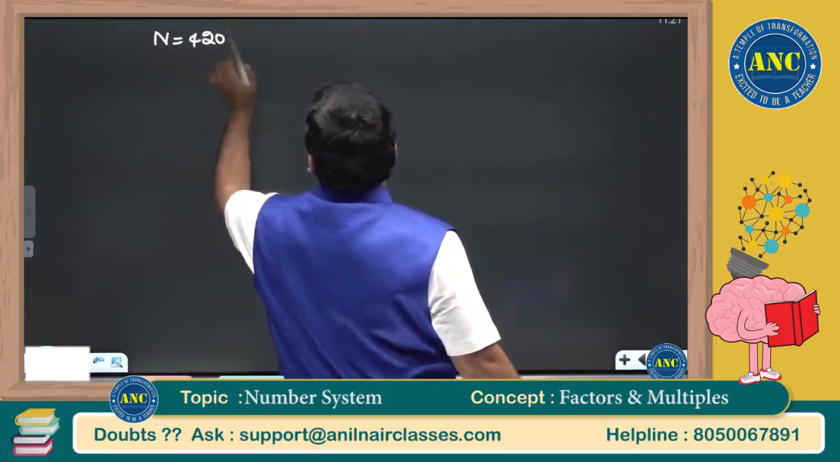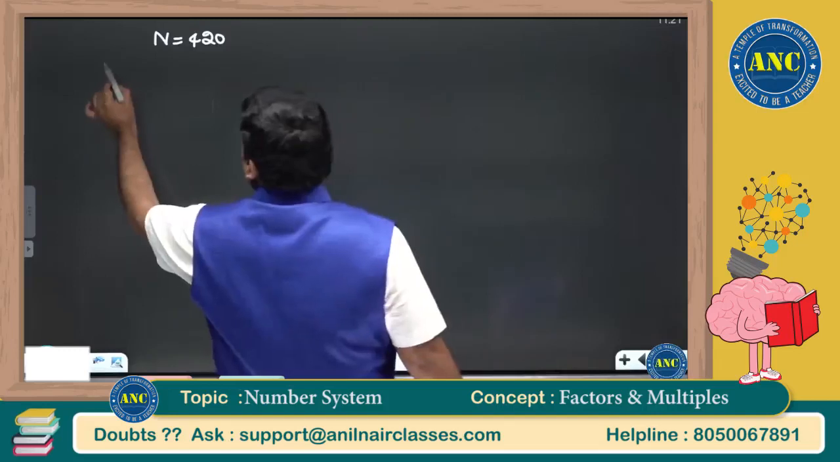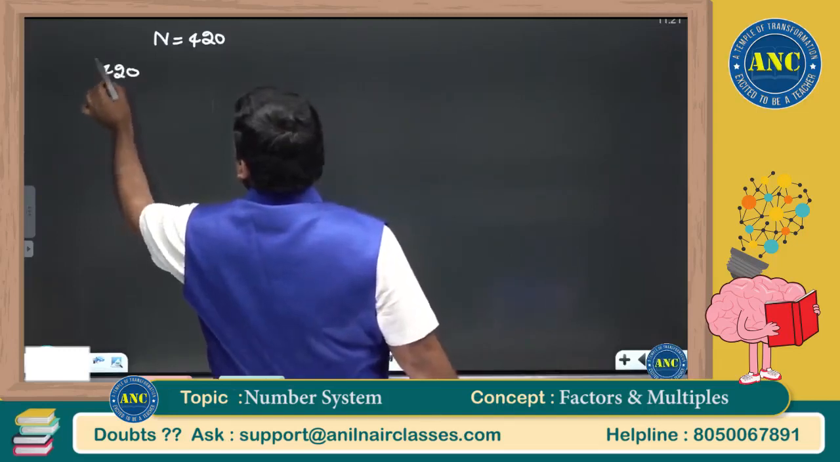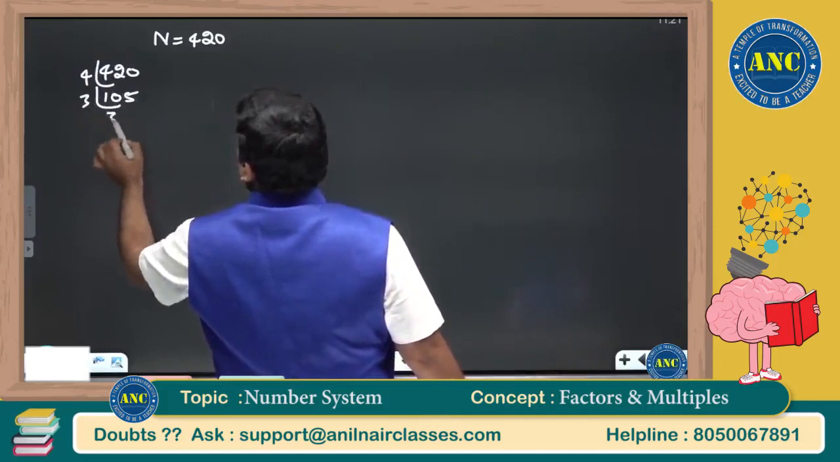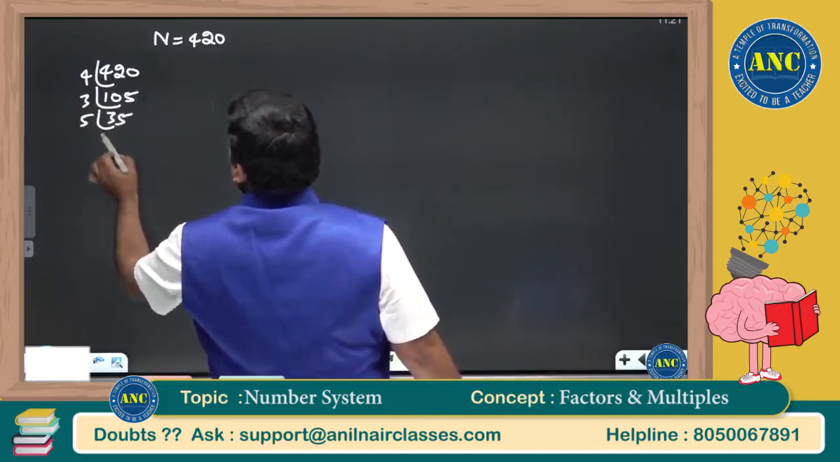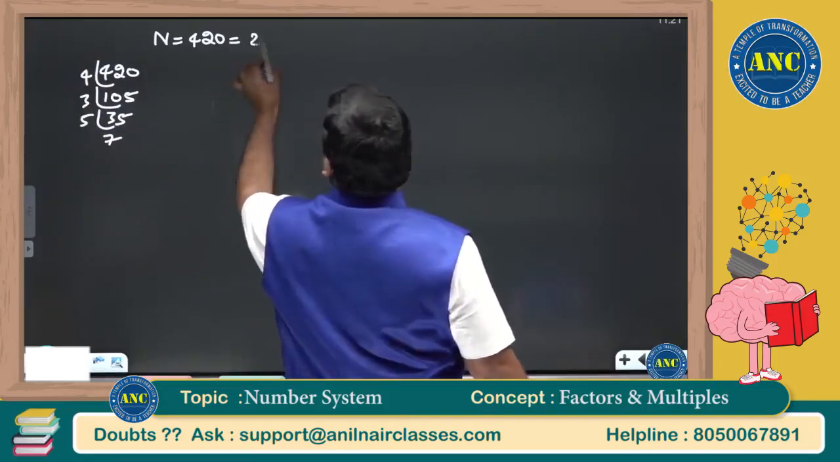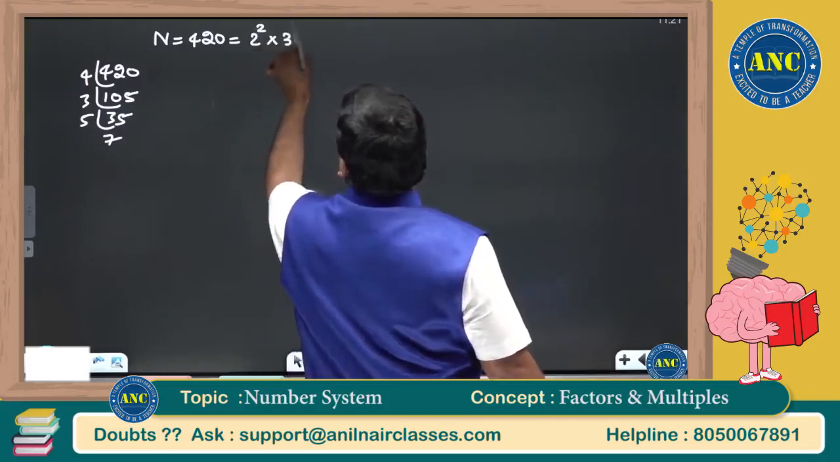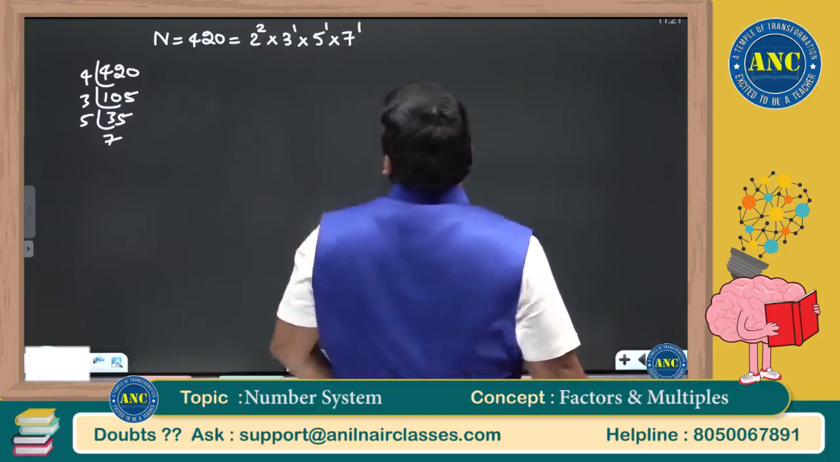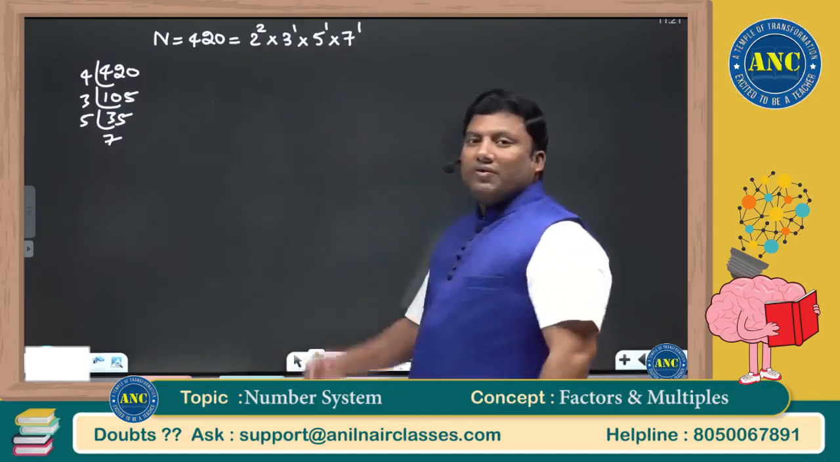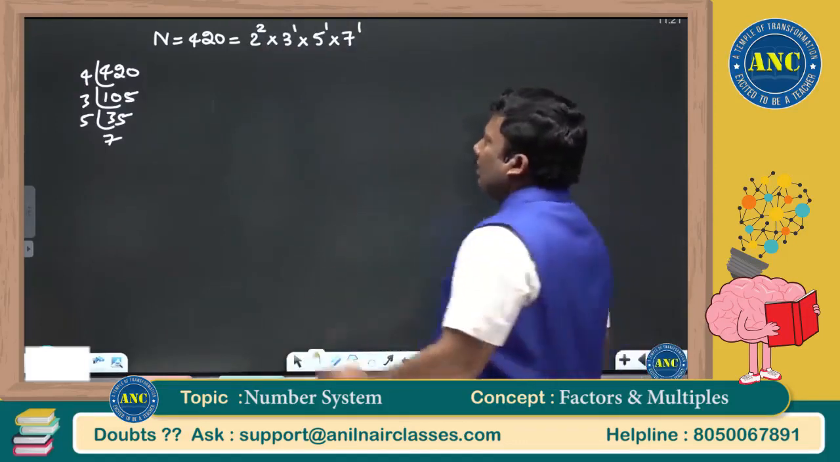N is 420. What are 420's factors? 420 is 4 into 105, 3 into 35, 5 into 7. 4 is 2 square, so 2 square into 3 into 5 into 7. You can easily solve it.